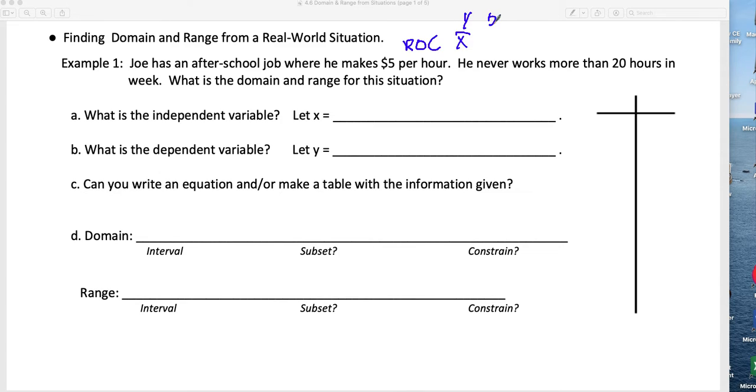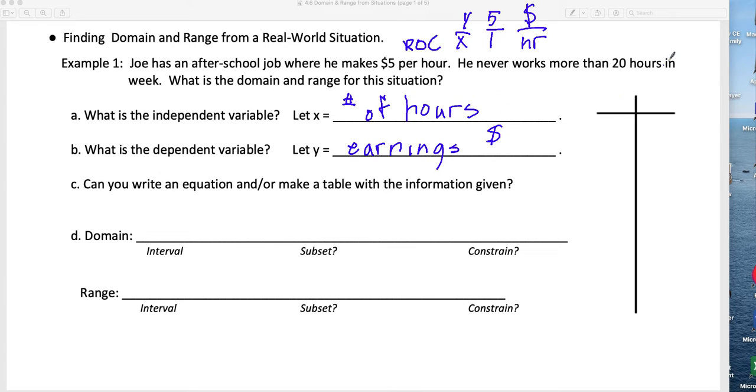So I've got $5 over hours. And since I have done that, I have what my independent and dependent variable are. My independent variable is going to be time, and specifically it's in hours. So it's the number of hours that he's going to work. And he is earning some kind of money, so I'm going to put down earnings, and the units that he is earning in is dollars.